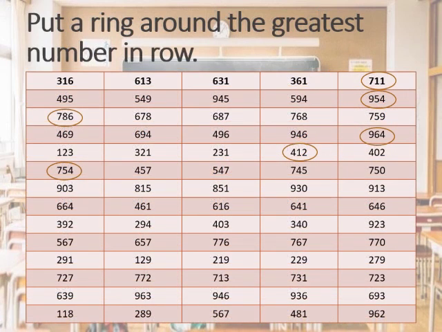Now, coming to the next question, put a ring around the greatest number in each row. Now, the first row is 316, 613, 631, 361, 711. Which one is the greatest number? That is 711. Put a ring around the greatest number. Now, the second question is 495, 549, 945, 594, 954. Which one is the greatest number? That is 954. Put a ring around the greatest number. Again, some of the questions I have solved. Rest of the questions, do it in your book.